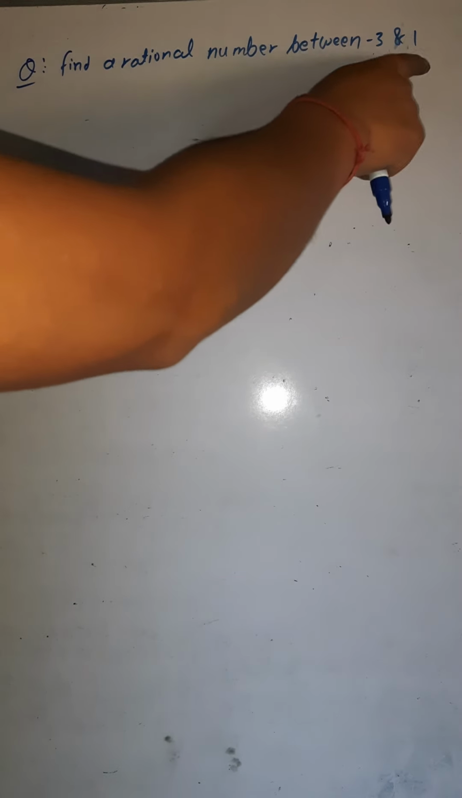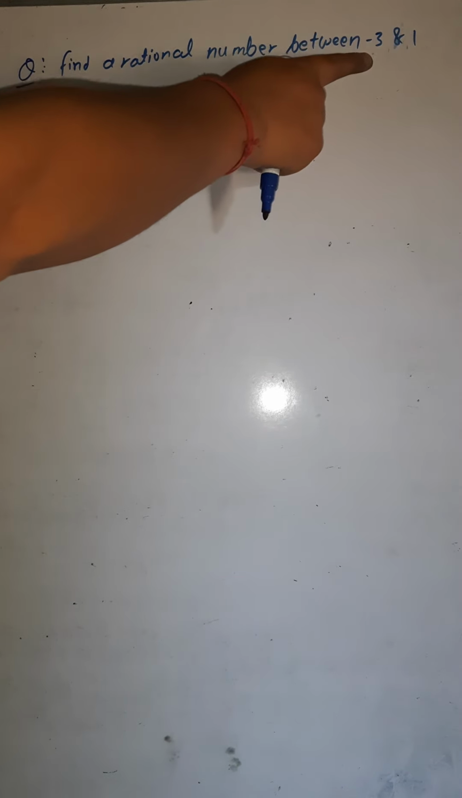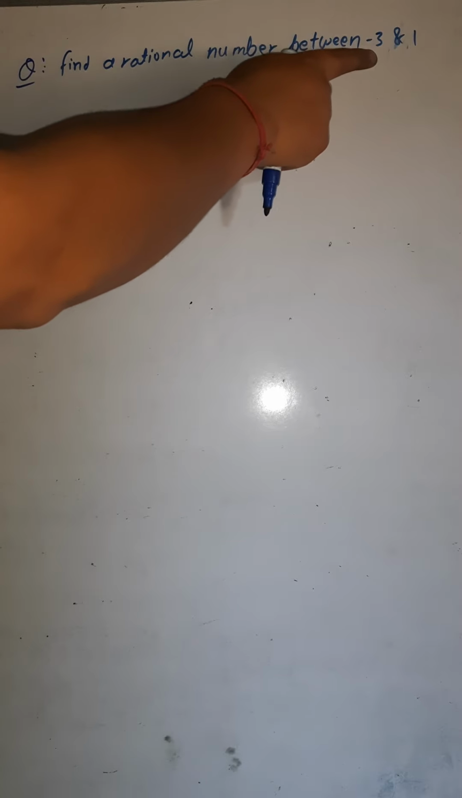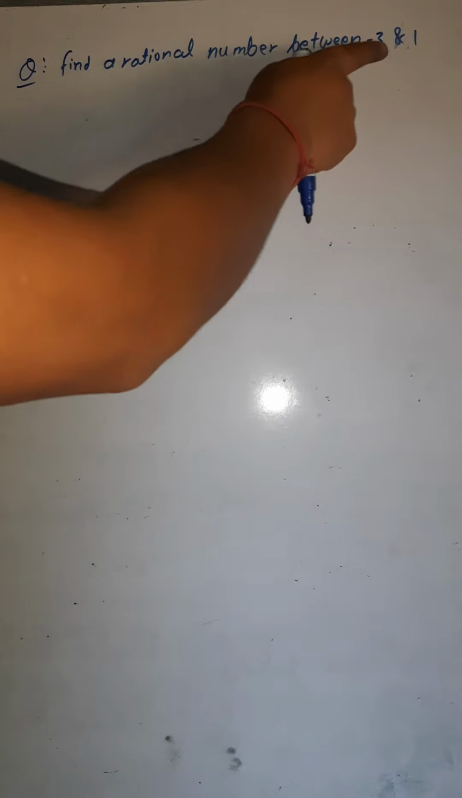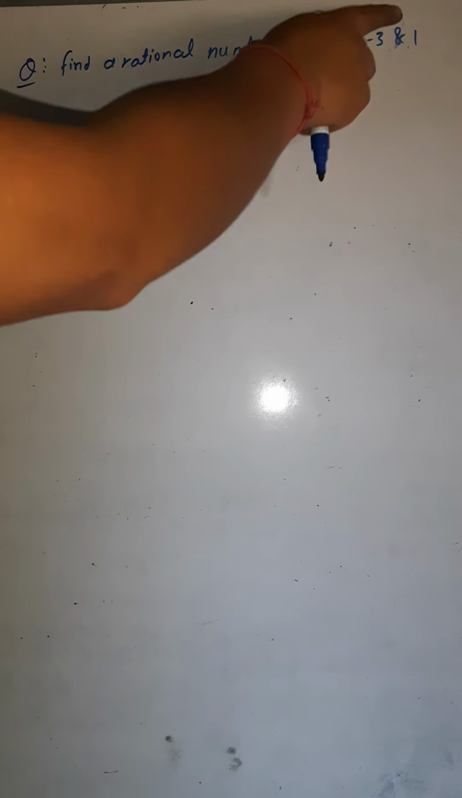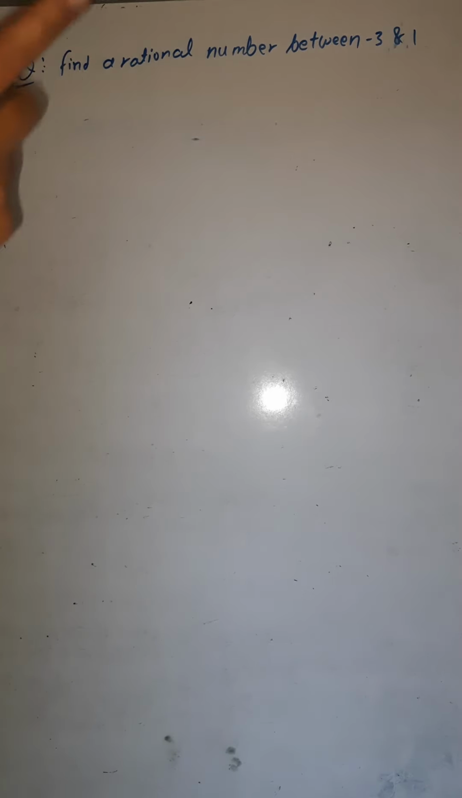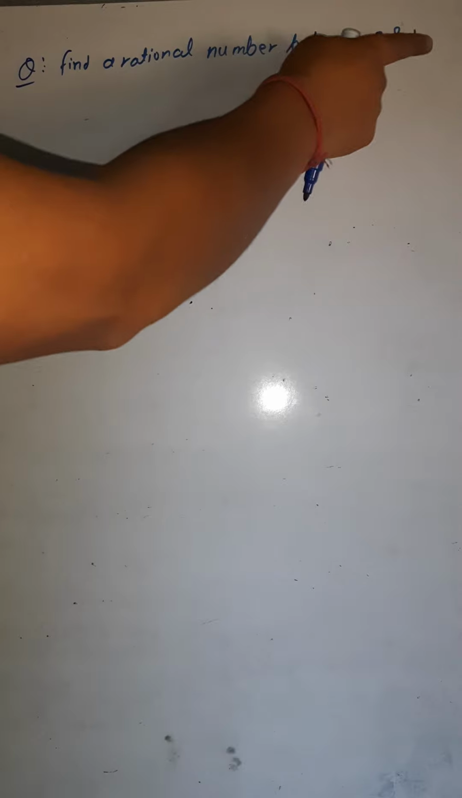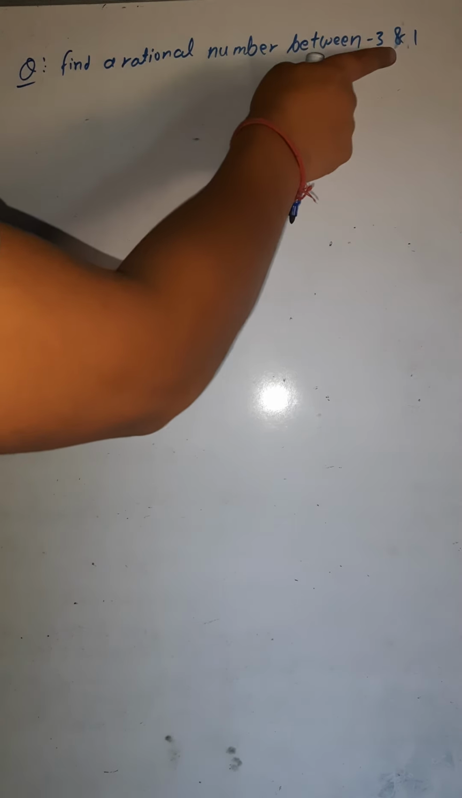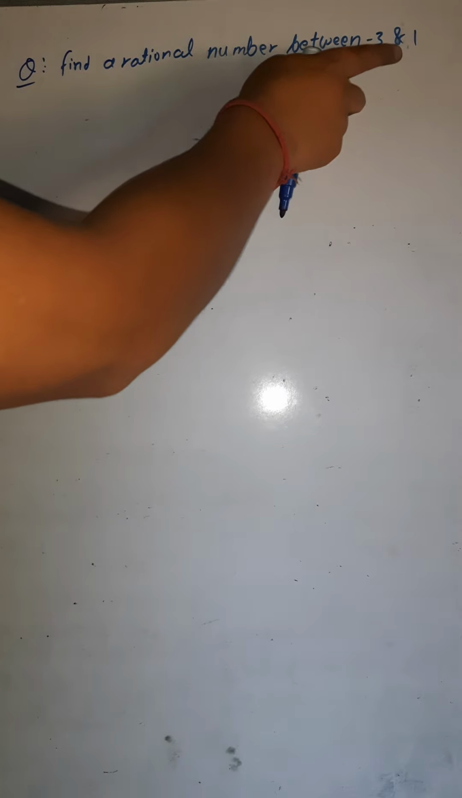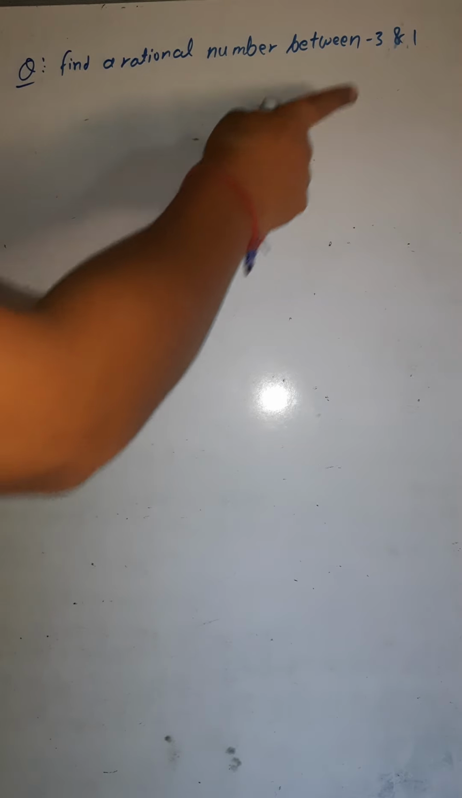Minus 3 is also a rational number, remember this, because minus 3 can be written as minus 3 by 1, and 1 can be written as 1 by 1, so both are rational numbers. Between both these rational numbers you have to find a rational number. So can you tell me a number which is greater than minus 3 and less than 1? That number would be the rational number between these two.